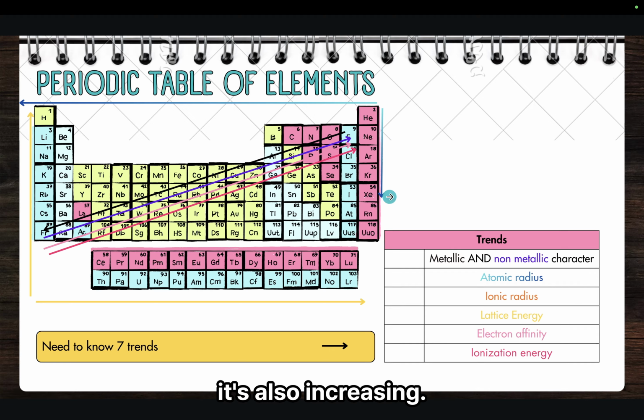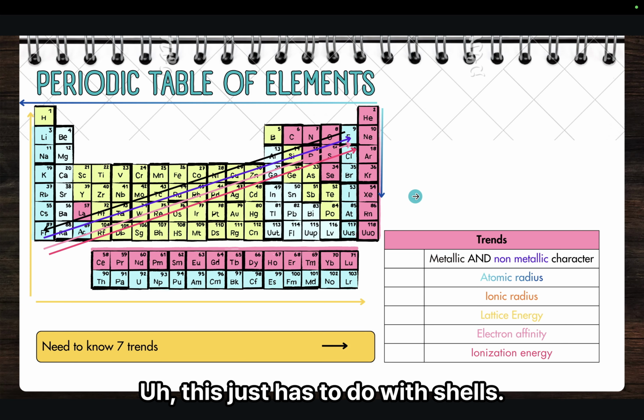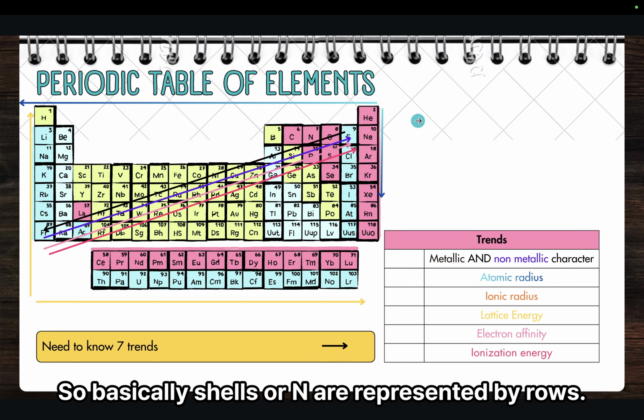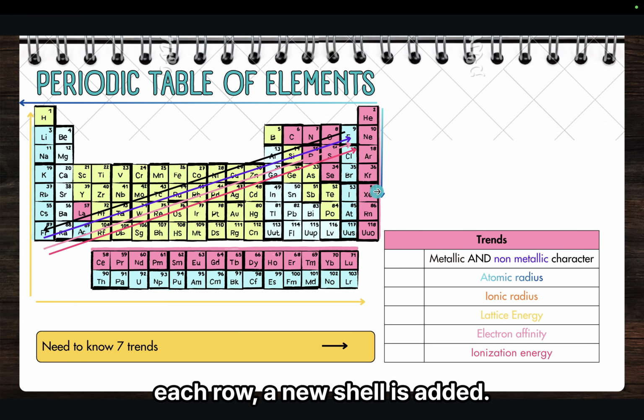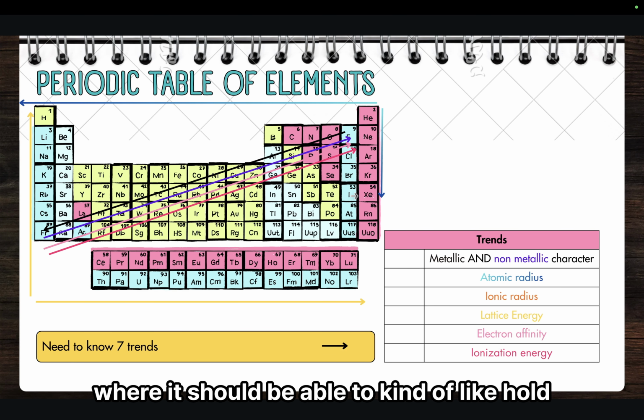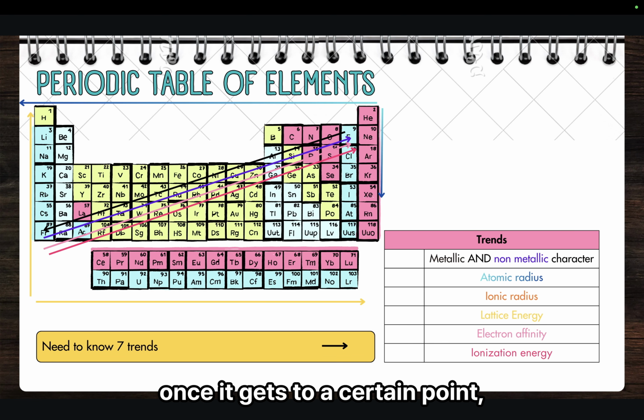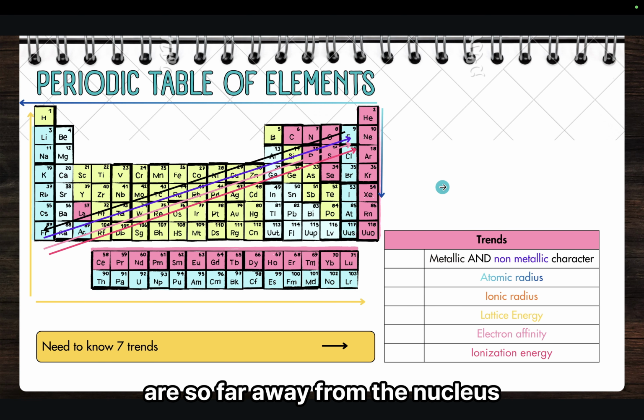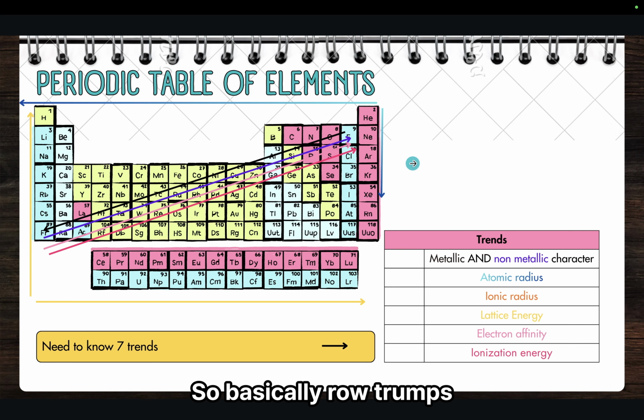Now, when you go down, it's also increasing. This just has to do with shells. Shells, or N, are represented by rows. So as you go down each row, a new shell is added. So even if there's more protons that should be able to pull the electrons in tighter, once it gets to a certain point, the electrons are so far away from the nucleus that it doesn't matter as much. So basically, row trumps, or beats, column.